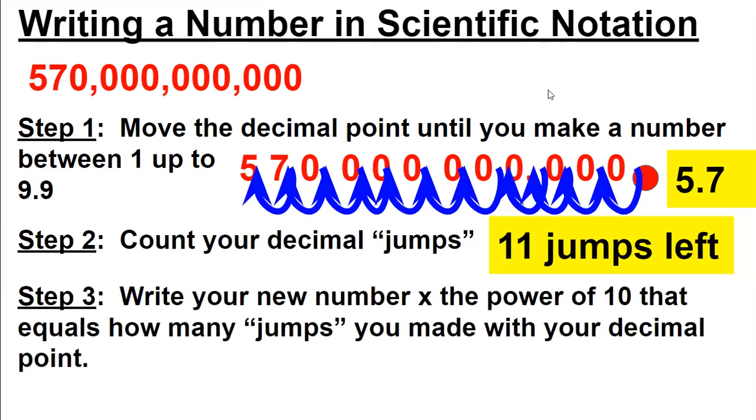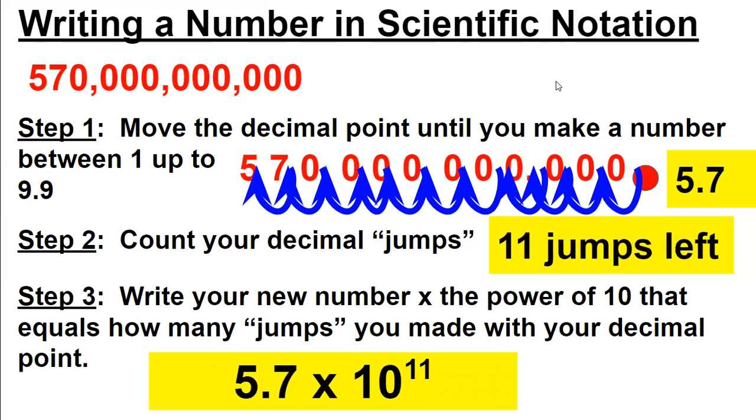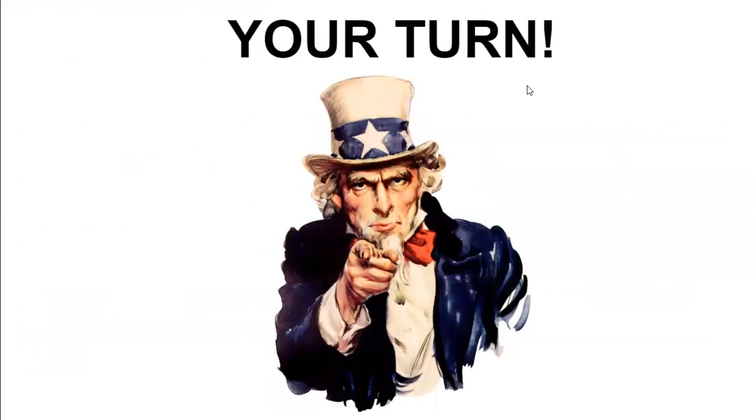Step 3 is to write your new number, 5.7, times the power of 10 that equals how many jumps you made with your decimal point. Well, we made 11 jumps, so our final answer is 5.7 times 10 to the 11th power. If you wanted to try that on a calculator, you would do 10 to the 11th power times 5.7, and you would get 570 billion. Okay, let's give you a chance to try this, and I will see you back in a moment.